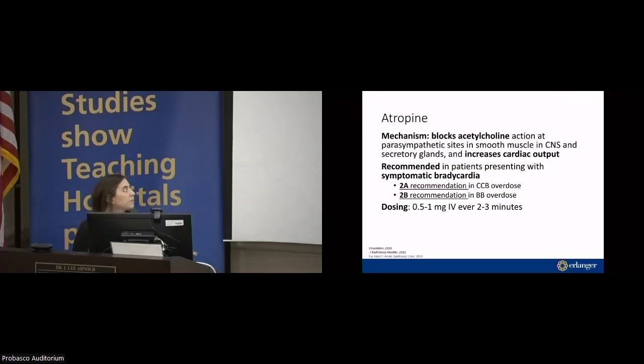Then we have atropine, which blocks acetylcholine action at the parasympathetic sites in the smooth muscle, CNS and secretory glands, and it can increase cardiac output. This is specifically recommended in patients who have symptomatic bradycardia in this type of overdose at a dose of 0.5 to 1 milligrams every 2 to 3 minutes. There's not a lot of strong evidence for this use either. Because it can affect your blood pressure, and these patients are hypotensive, you can get cardiac collapse. So we don't typically use it in patients who present with hypotension at the same time. So it's not common.